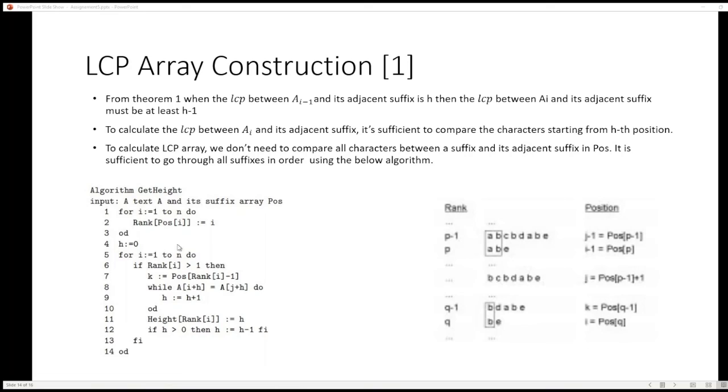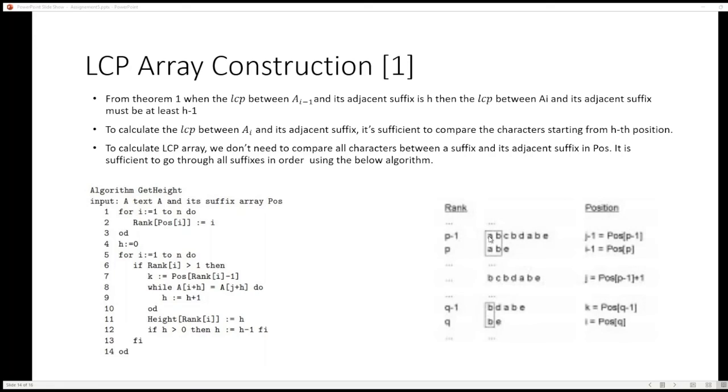First, we calculate the rank array from the position array, and then we go through the elements of the rank array from 1 to n. So let's suppose that I is currently in this position. Then we check the rank of I, which is P in this case, to see if it's greater than 1. If it's greater than 1, then we calculate the position of rank P minus 1, which in this case is J minus 1. Then what we'll do next is start from h equals 0.